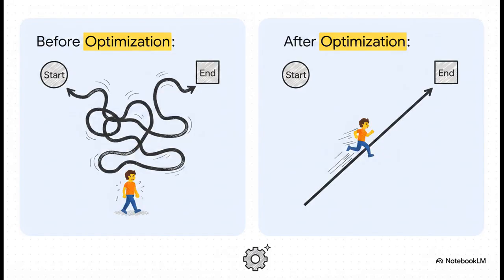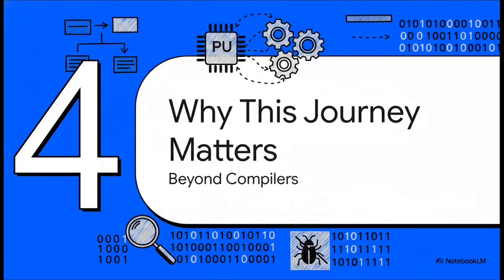Now, once it has this blueprint, the compiler can get really clever. There's a phase called optimization, where it looks at this tree and asks, is there a better, faster, or smaller way to do this? It's kind of like a good editor trimming the fat from a sentence to make it punchier. The meaning stays the same, but the result is just better. Okay, so that's the basic journey. But you might be thinking, this is cool, but why does it matter? I'm probably never going to build my own compiler.